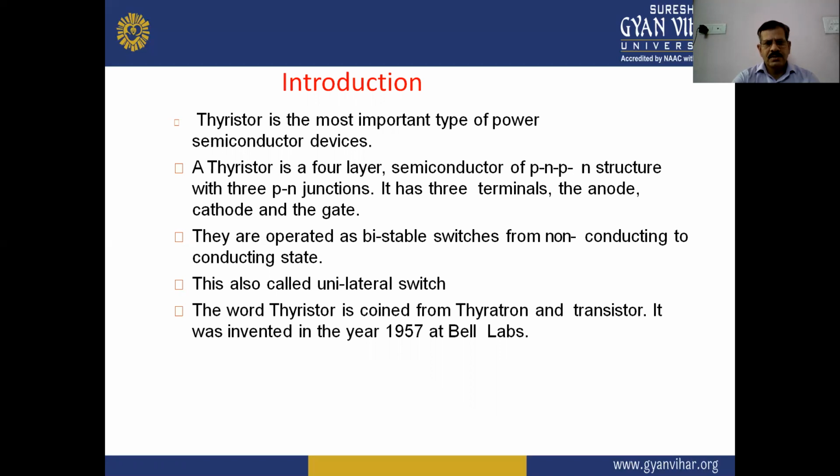They are operated as bistable switches from non-conducting to conducting state. So this is the property of a bistable device, in which there are two states, one is stable and second is non-stable. So this operates as a bistable switch from non-conducting to conducting state. This is also called a unilateral switch. The word thyristor comes from the combination of thyratron and transistor. It was invented in the year 1957 at Bell Laboratories.